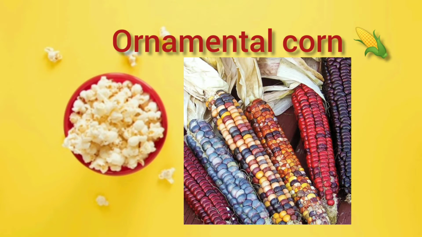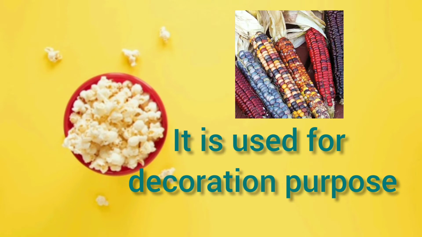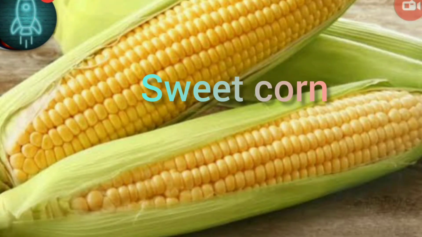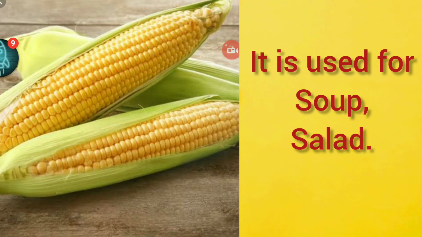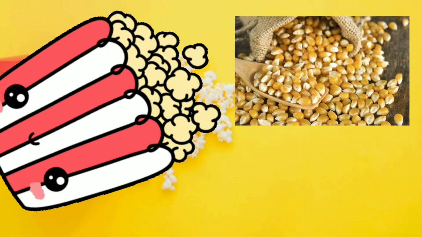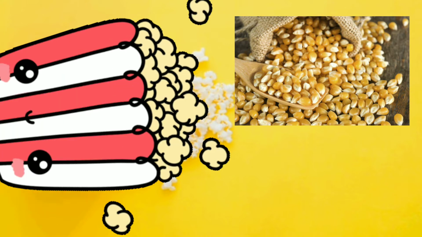Second, ornamental corn. It is used for decoration purposes. Third one is sweet corn. It is used for soup and salad. Fourth one is popcorn. Corn kernels have water inside, so only popcorn is popping.